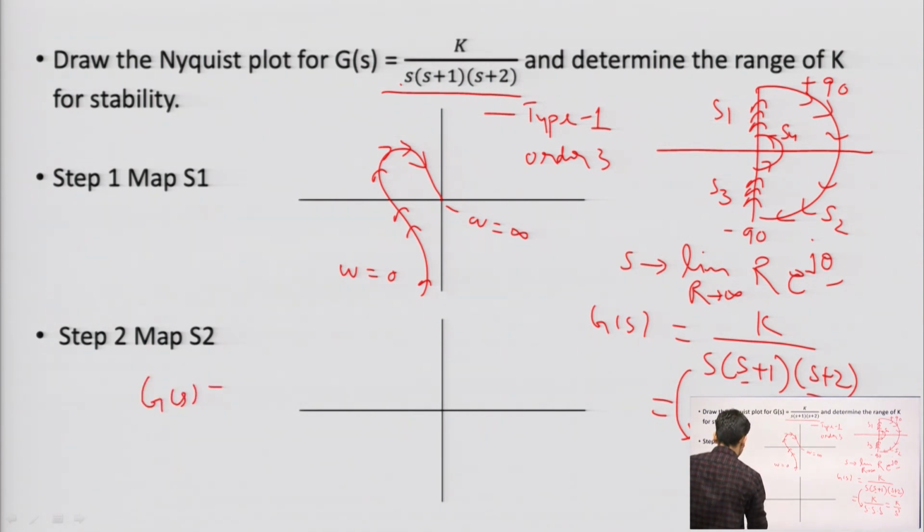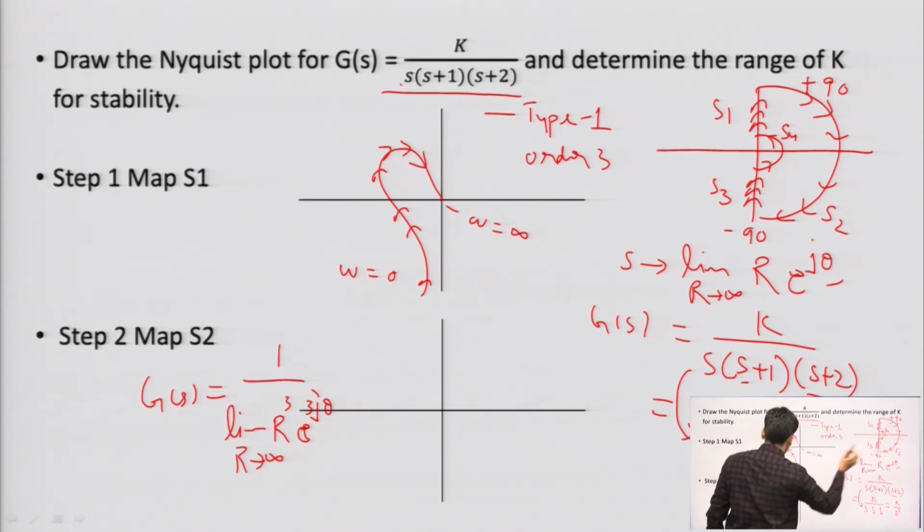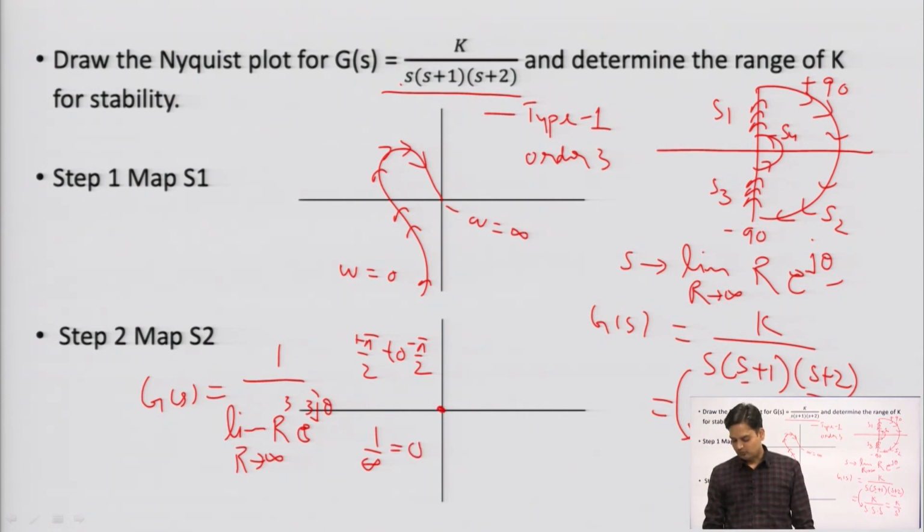G is equal to 1 over limit r tends to infinity r cube exponential of 3j theta, where theta is varying from plus 90 to minus 90, or you can say plus pi by 2 to minus pi by 2. This is the range. So, here r is infinity, 1 over infinity, and this will give us 0. Again our map S2 will be at the origin.